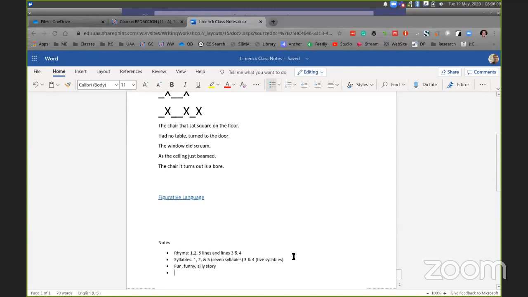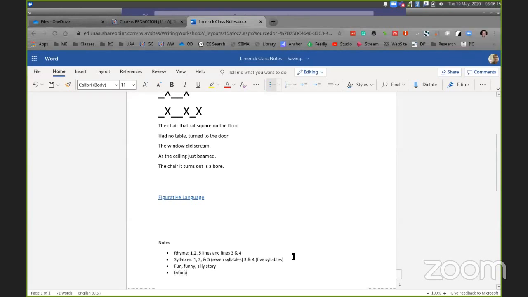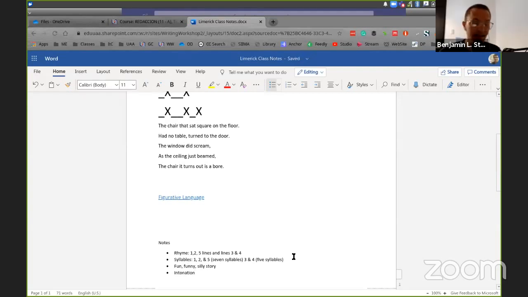It has to have intonation. Okay. Intonation. And the right intonation. Da da da da da da da. Da da da da da da da. That's the intonation. Da da da da da. Da da da da da. Da da da da da da da. Right? That is the intonation for the limerick.